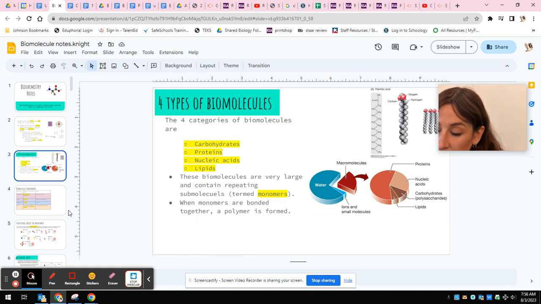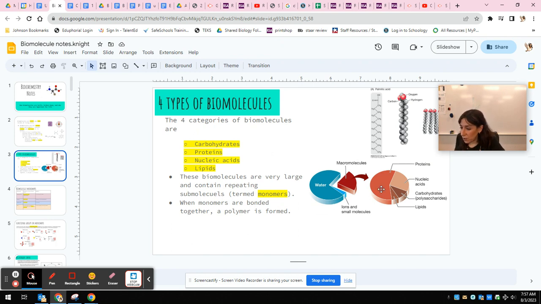Monomer means one unit, so mono one, mer unit. And when you bond a bunch of monomers together covalently, that forms what is called a polymer. And so inside of cells, tissues, organs, and organ systems across all life, doesn't matter what kind of organism you are, you're mostly water, around 70% water, and then the other percentage is going to be these 4 biomolecules, and a very, very small percentage is going to make up ions like different salts and small molecules. Small molecules like salt and ions like potassium.